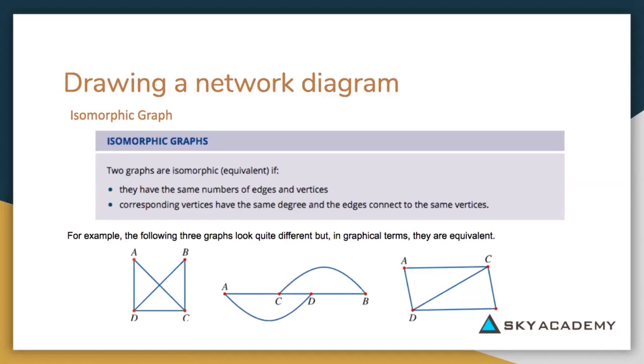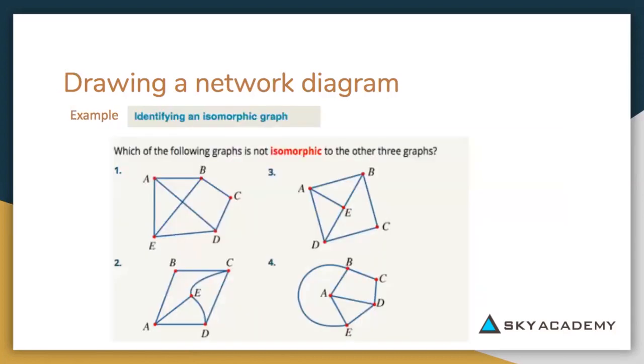So now we have to identify which graph is not isomorphic to the others. So firstly, let's count up how many edges we have. 1, 2, 3, 4, 5, 6, and 7. So graph 1 has 7 edges. Graph 2 has 1, 2, 3, 4, 5, 6, 7. Graph 3 has 1, 2, 3, 4, 5, 6, 7. And graph 4 has 1, 2, 3, 4, 5, 6, and 7. So all have 7 edges.